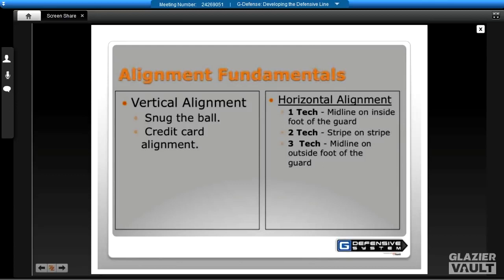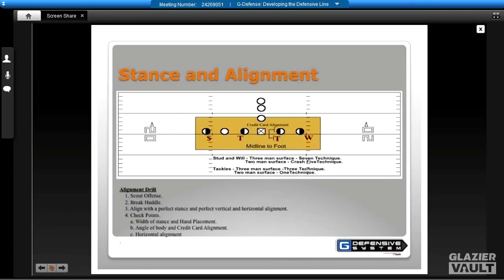Our horizontal alignment for our tackles: a 1 technique is the middle of the inside foot of the guard. A 2 technique is stripe on stripe, and a 3 technique is the midline of our body on the outside foot of the guard. What we tell our kids is this: we want to bisect the guard with the midline of your body, split it right down the middle. And here's the key: if their splits are tighter, we're going to play heavier to the man, and if their splits are wide, we are going to shade more to the gap and be a little bit looser.